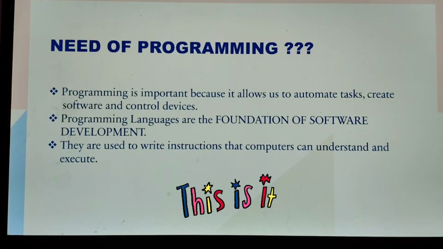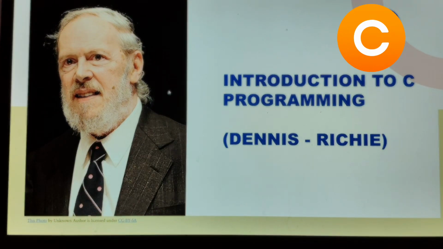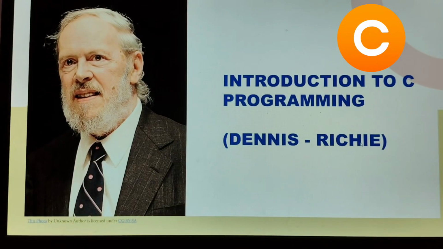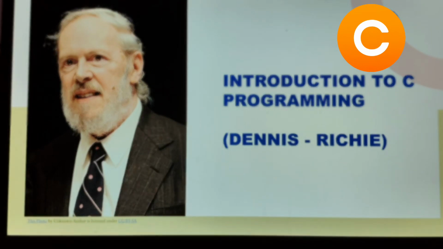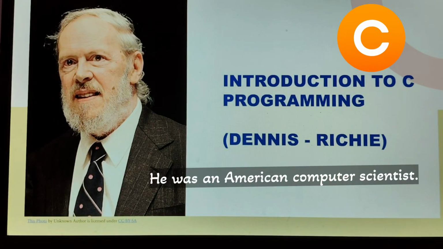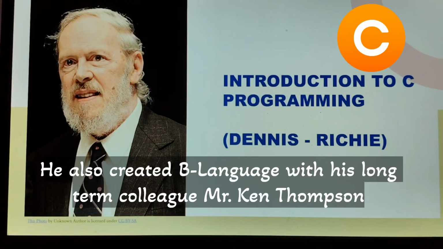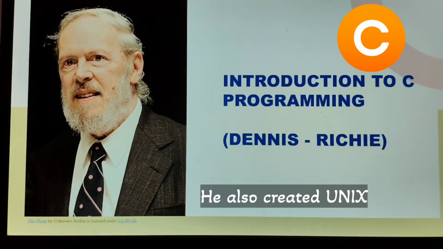Now we go for the introduction. The person in this image is Dennis Ritchie. He is the one who created the C programming language. He was an American computer scientist. He also created the B language with his long-term colleague Mr. Ken Thompson. He also created the Unix operating system.